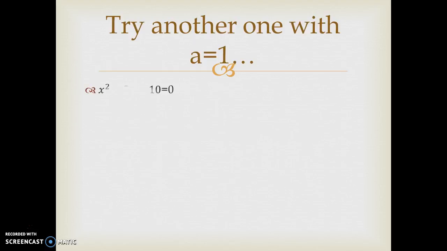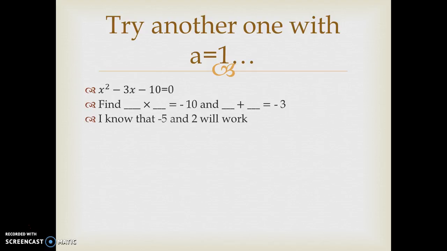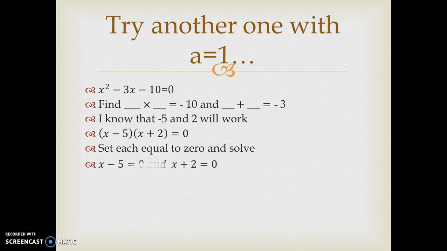Alright, let's try one more like that. If I have x squared minus 3x minus 10 equals 0, the first thing I'm going to do is find two numbers that multiply to give me negative 10 and add to give me negative 3. Well, I know those two numbers are negative 5 and positive 2. So I'm going to factor it by saying x minus 5 and x plus 2. Set each one of those equal to 0 and solve. So x minus 5 equals 0, x plus 2 equals 0, add 5 to both sides on the left one, subtract 2 on both sides of the right one, and I end up with x equals 5 and x equals negative 2.